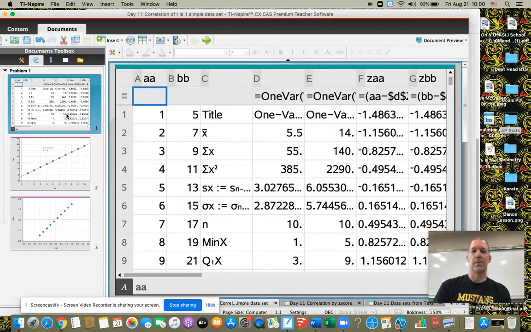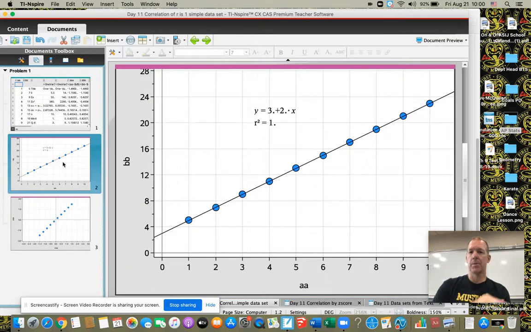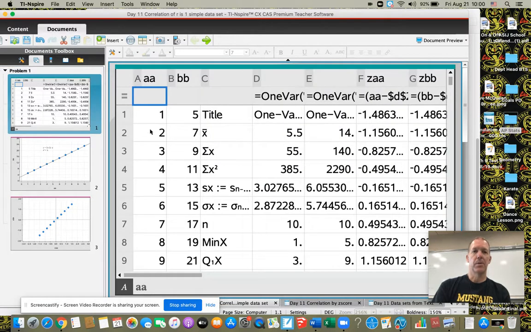So what happens? Well, we take our data sets. I just made up a perfect data set, something that would be perfectly linear and would have a correlation of 1. So I made those up here, A and B. And then what I did is get the one variable stats from those. So one variable stats on both of those. So I have the mean of both sets, and I have the standard deviation of both sets.